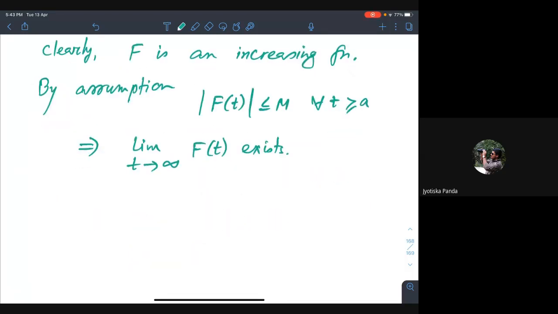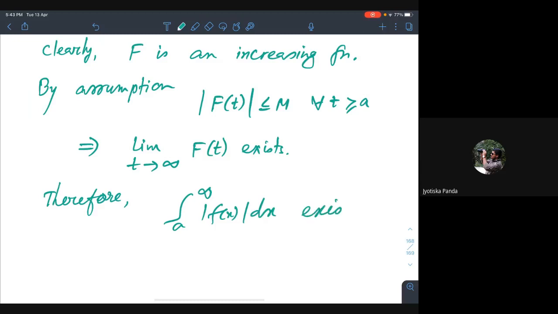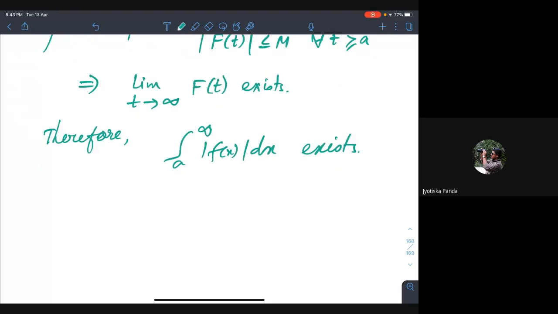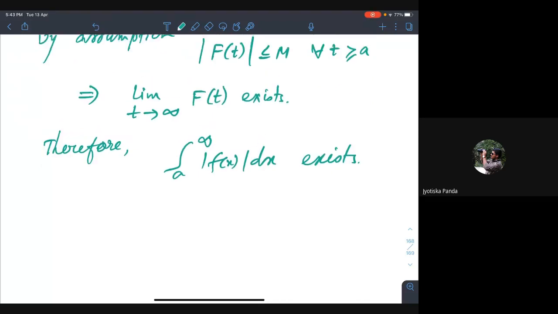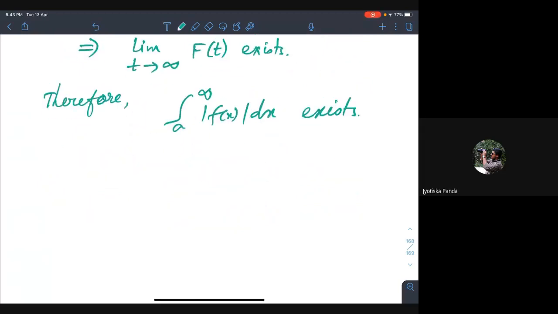Therefore, the integral from a to infinity of |f(x)| dx exists. And if the integral of |f| converges, that is, the integral of f is absolutely convergent, then the integral of f is convergent. That is a simple proof.